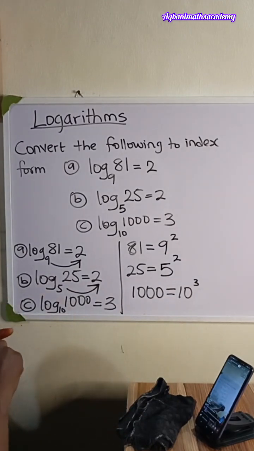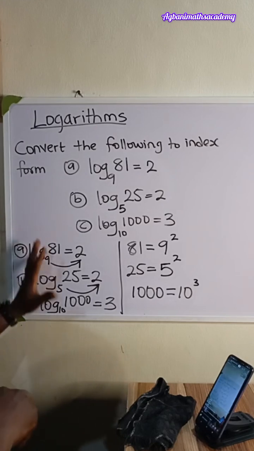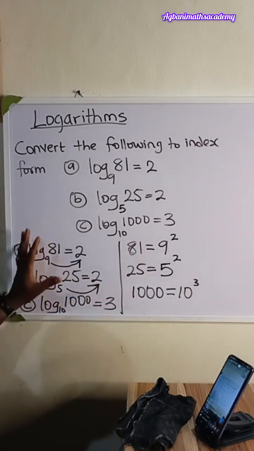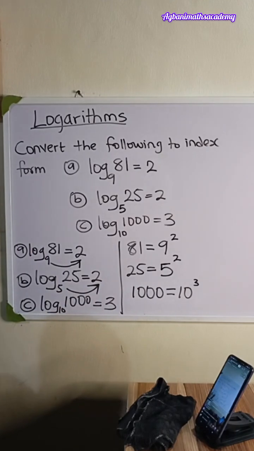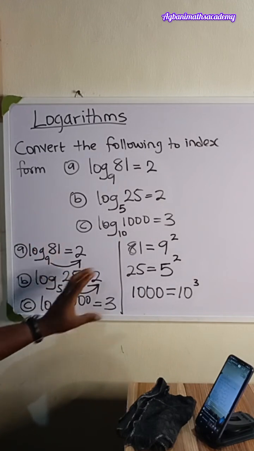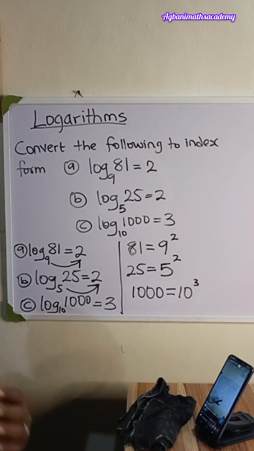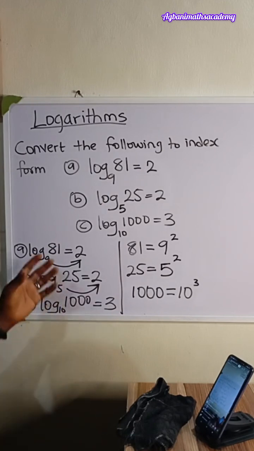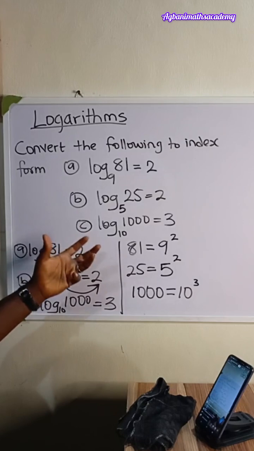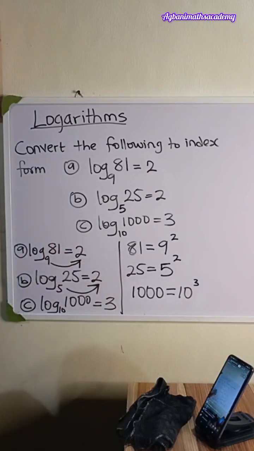Okay, so we have seen how to convert from a logarithmic form to an index form. We have seen how to convert from an index form to a logarithmic form. But let's use this to solve simple equations. Let's say you are given a logarithmic equation and you are expected to apply this knowledge that we have gotten here. Let's see how we can solve equations using it.